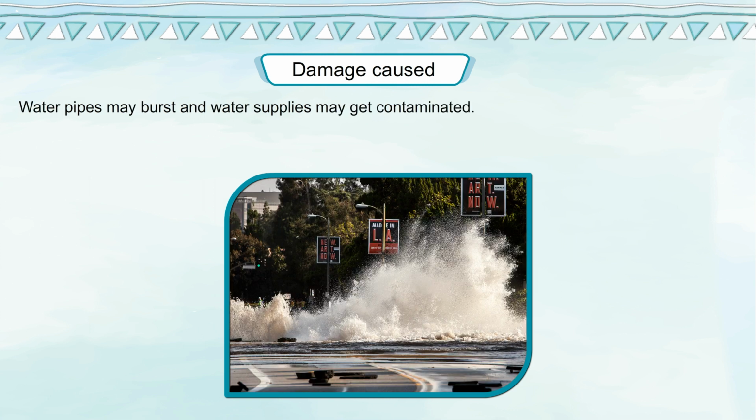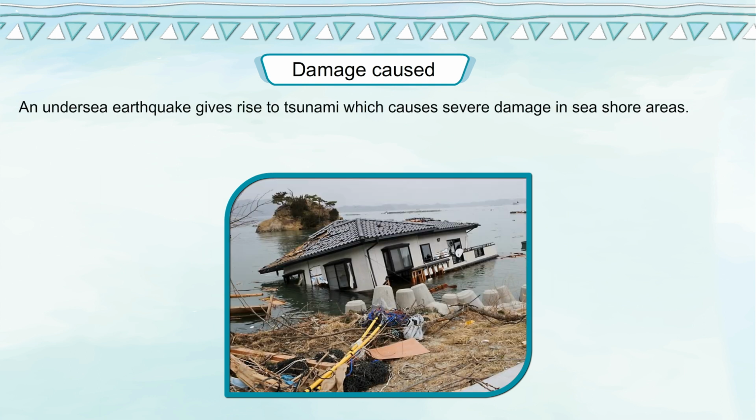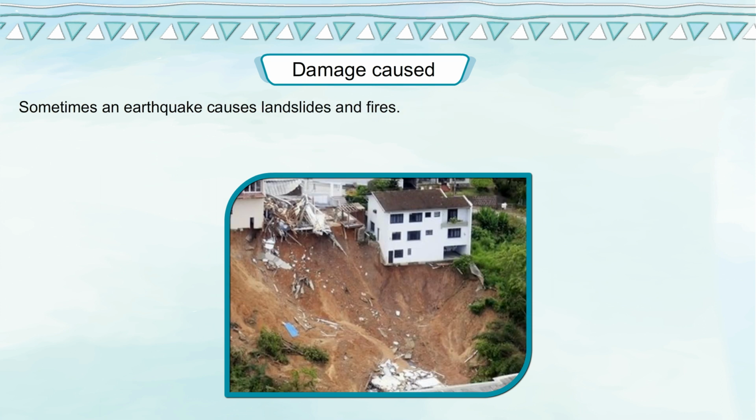Water pipes may burst and water supplies may get contaminated. An undersea earthquake gives rise to tsunami, which causes severe damage in seashore areas. Sometimes an earthquake causes landslides and fires.